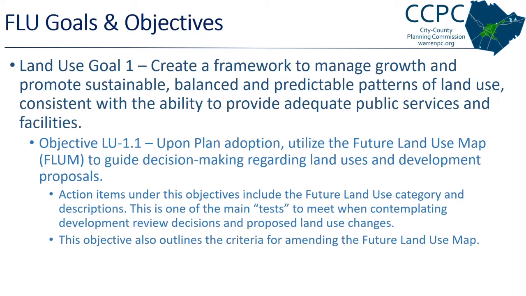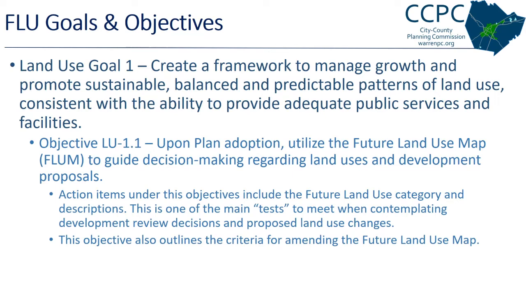The objective LU 1.1 is, upon plan adoption, utilize the future land use map to guide decision making regarding land uses and development proposals. So as I stated earlier, the 1990 plan, the plan previous to the Focus 2030 plan we have now, did not have a future land use map. So this is kind of establishing that future land use map and tying reviews of zone changes to that future land use map that we now have here.